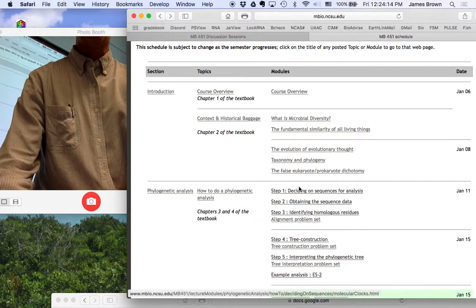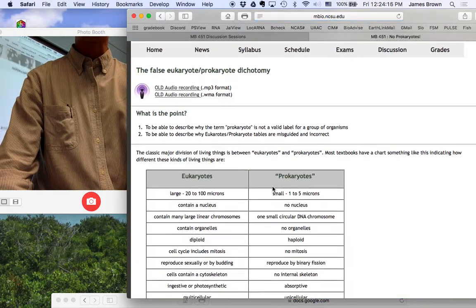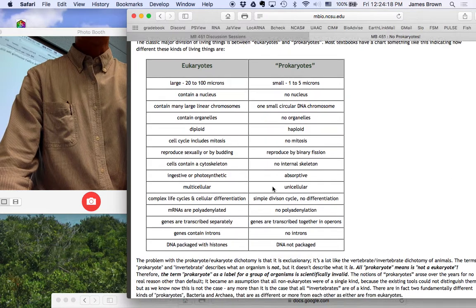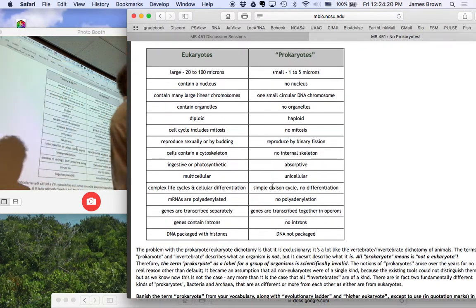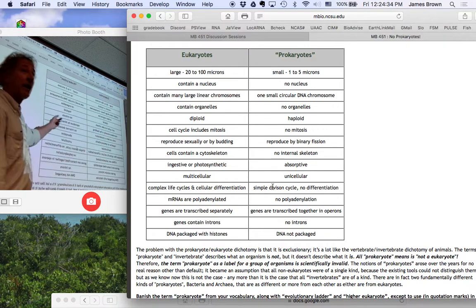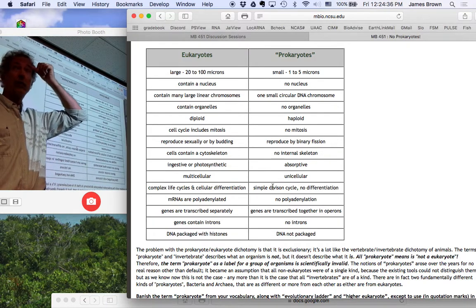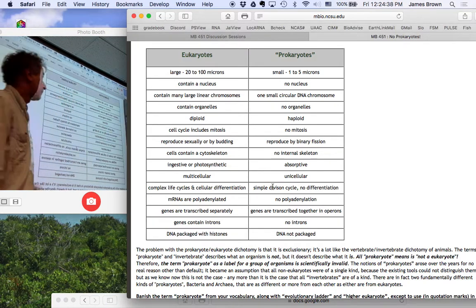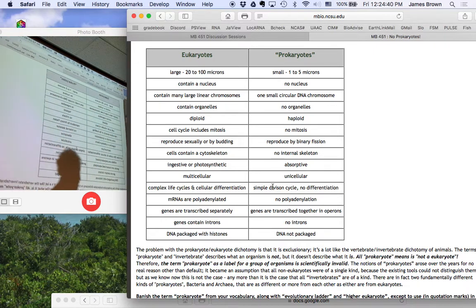So the last thing I want to talk about is a very specific problem in this phylogeny versus taxonomy thing. And that is the eukaryote, prokaryote kind of division of life. How many of you have seen one of these tables in a textbook sometime in your life? These are the worst thing ever. Seriously, they're really, really bad. For a variety of reasons.